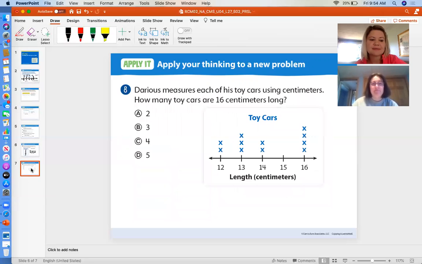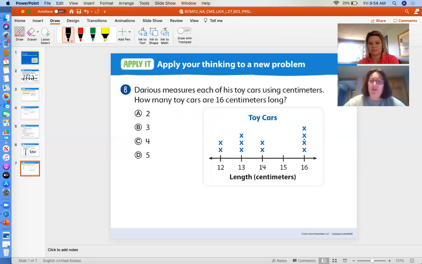Okay, number 7 or number 8. Darius measures each of his toy cars using centimeters. How many toy cars are 16 centimeters long? So in this case, they already made it for us. They have the title, which was toy cars. They had the length, which was different for us because it actually used centimeters this time. And they did put the X's. So all we have to do is find how many toy cars are 16 centimeters long.